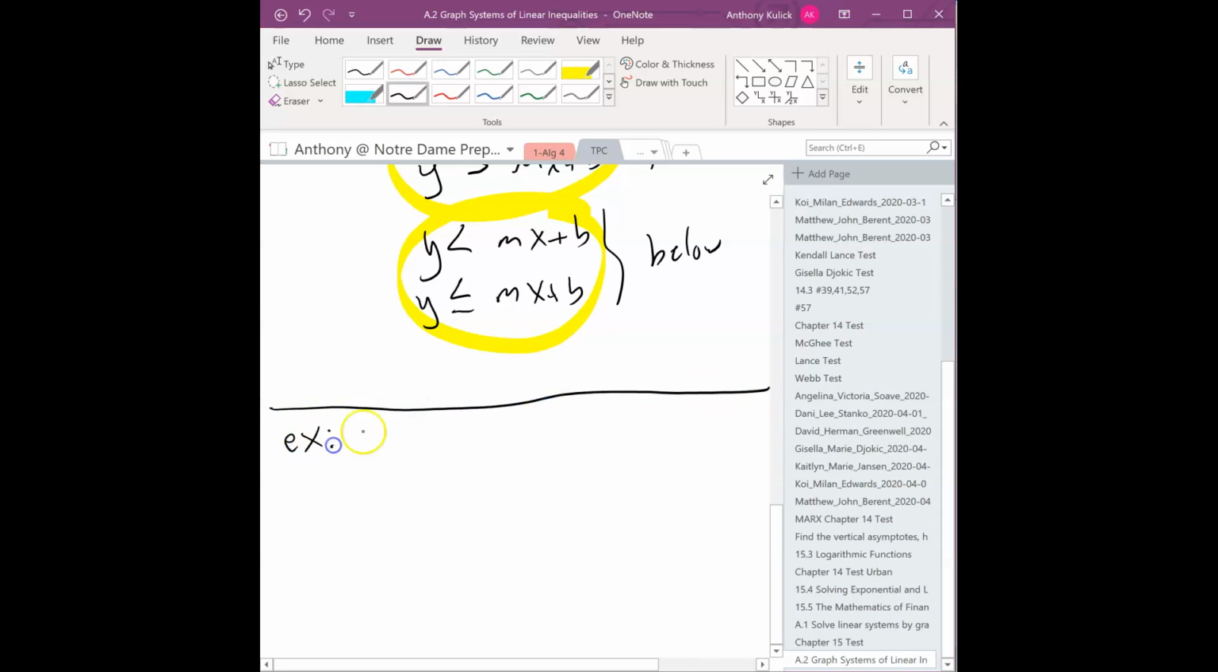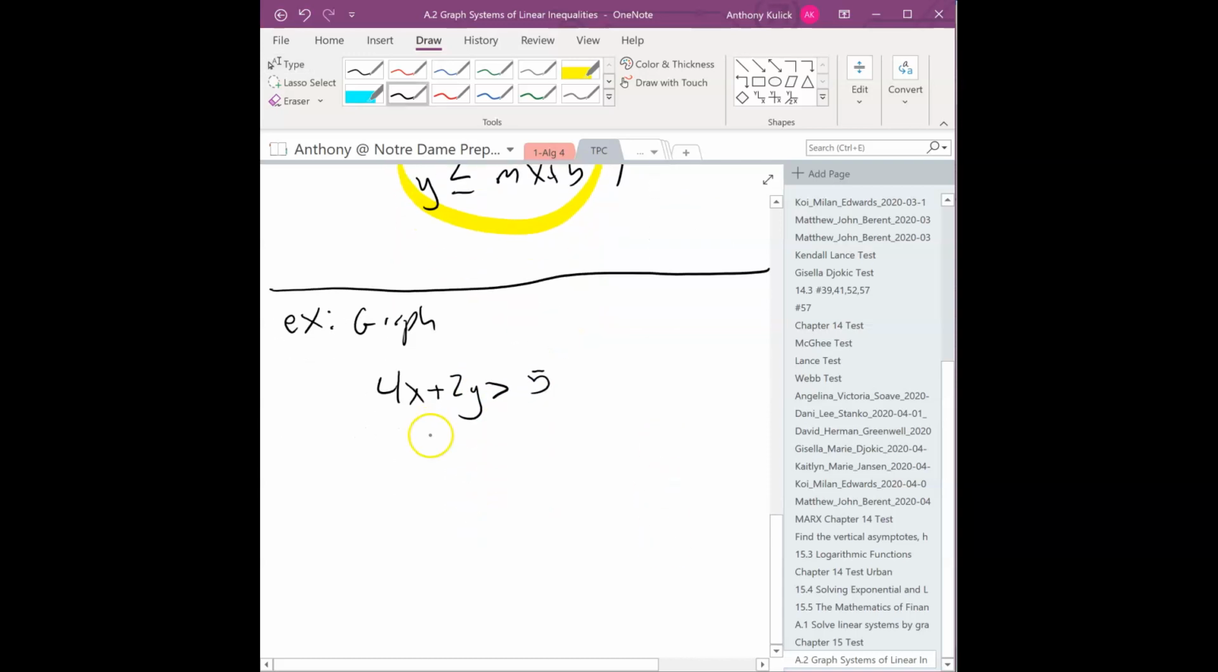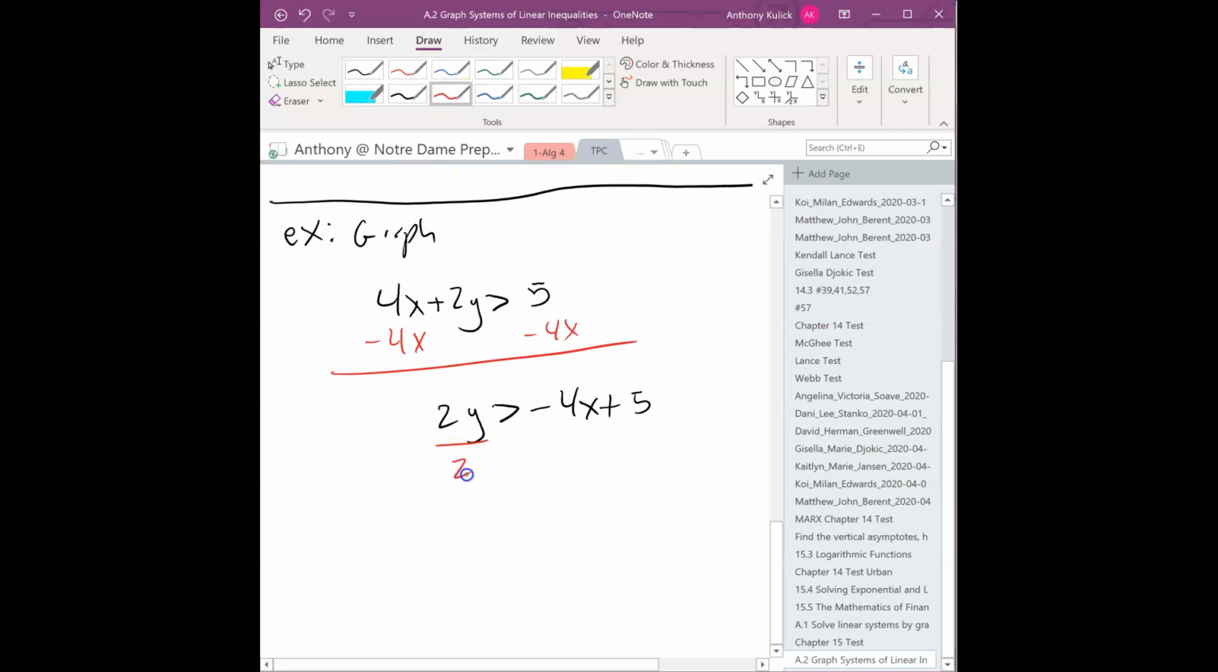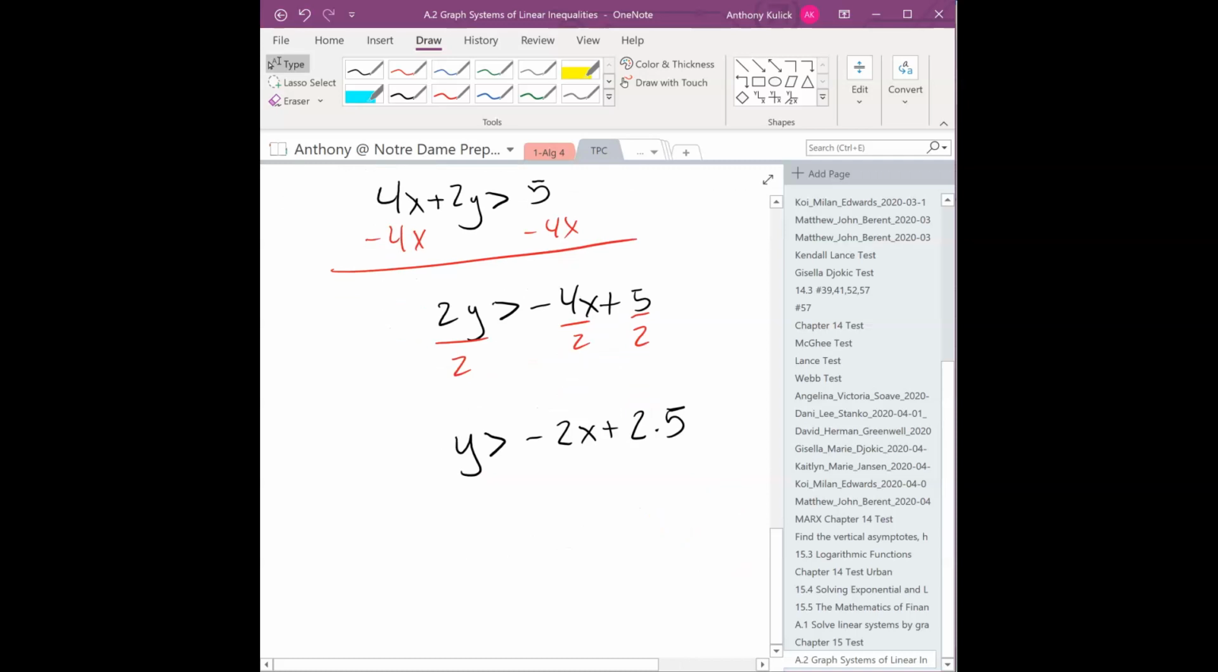So let's look at an example. Let's say we want to graph the inequality 4x plus 2y is greater than 5. So again, we're going to start by putting this in slope-intercept form. So I'm going to subtract 4x from both sides, and then divide both sides by 2. And notice here I did not flip the inequality symbol because when we divided both sides, we divided by a positive. So that's my first step.